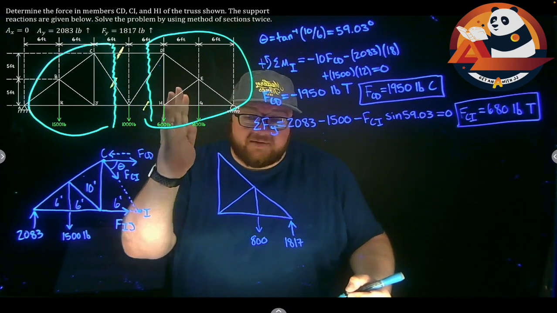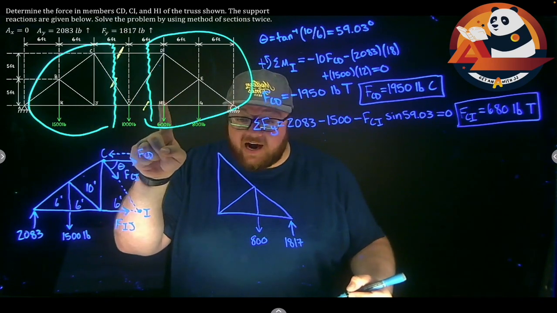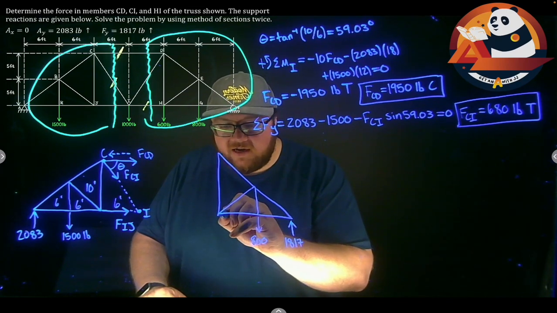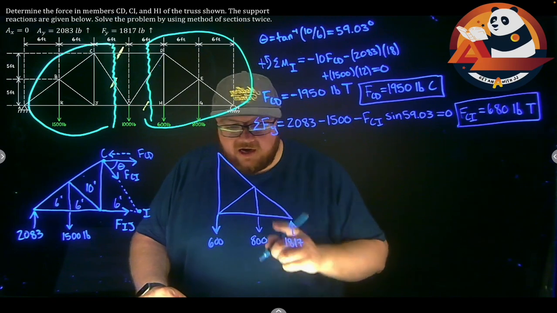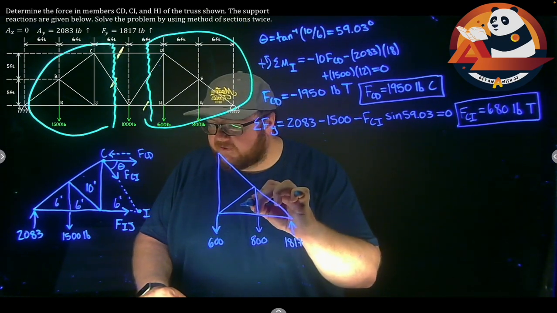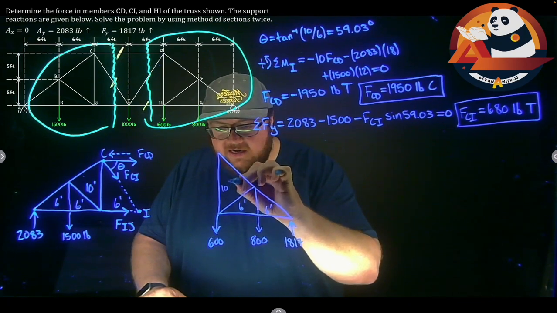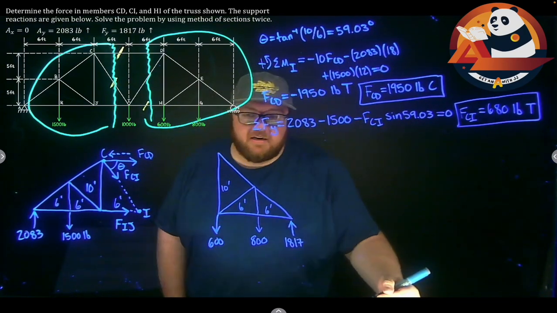At H, I'm technically cutting a little bit after H, somewhere between H and I. That means I need to include that force here at H. I have coming down a 600-pound force. My distances here are 6 feet for each of them, 6 feet, 6 feet. My height is 10 feet. And then I hit my cut members on this.